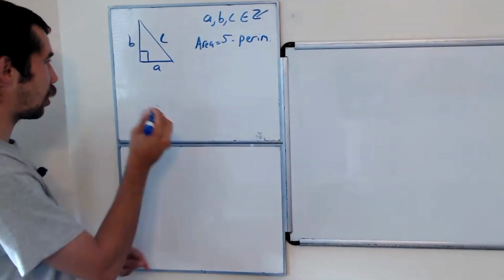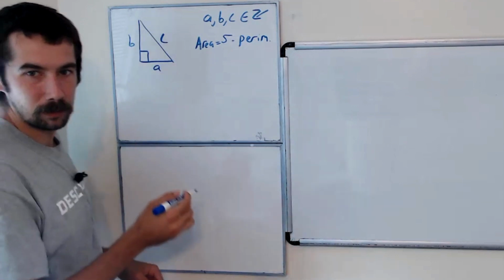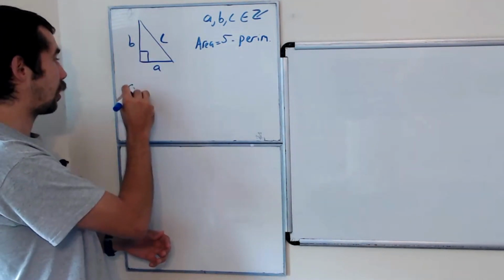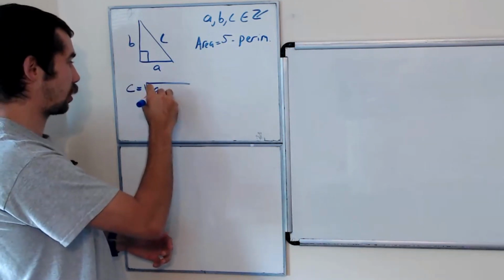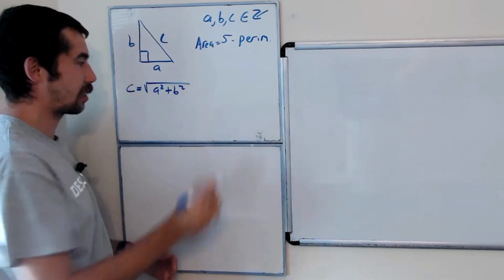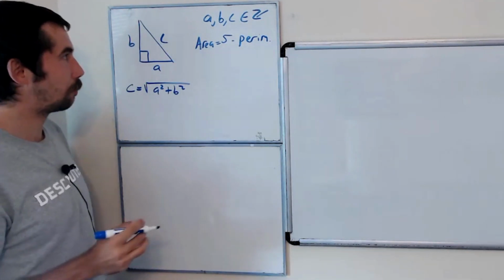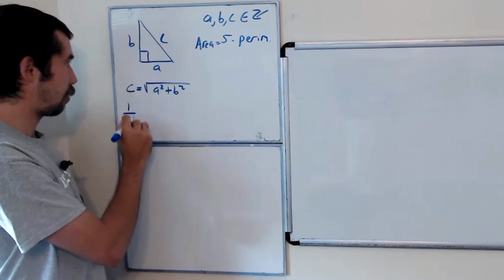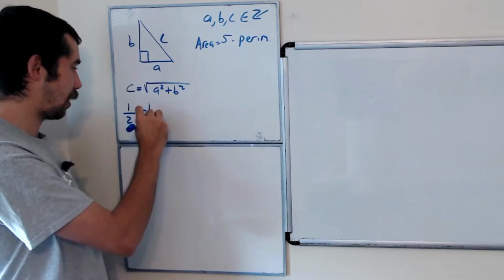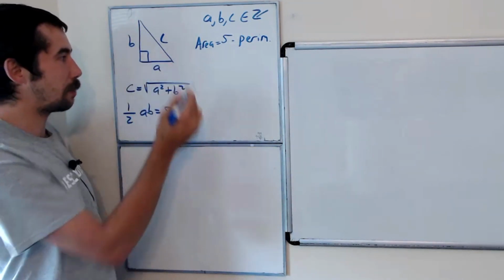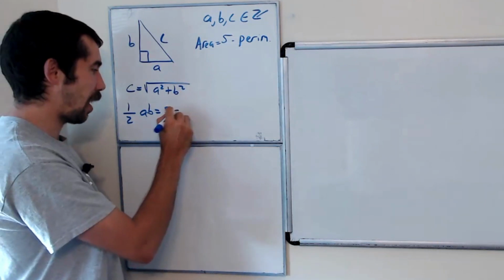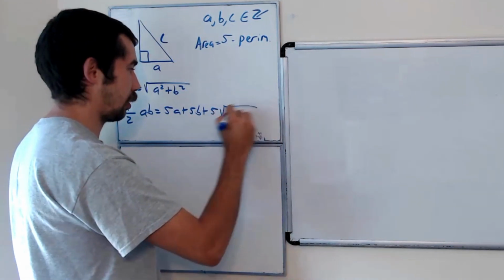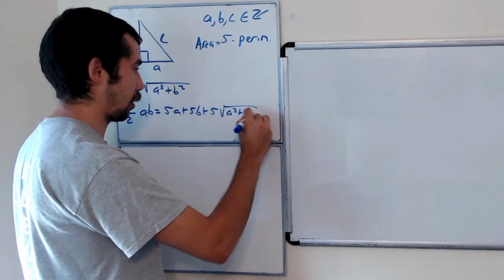Okay, so the first thing we should know is we have a right triangle. So our friend Pythagoras told us that the hypotenuse is equal to the square root of the sum of the squares of the two legs. Right, that's the Pythagorean theorem. So what is the area? The area is 1/2 base times height. So 1/2 AB is equal to 5 times the perimeter. So that's 5A plus 5B plus 5 square root of A squared plus B squared.